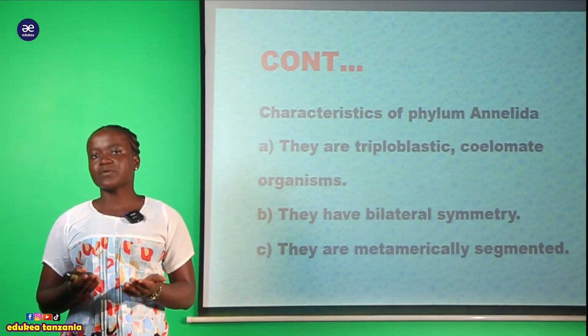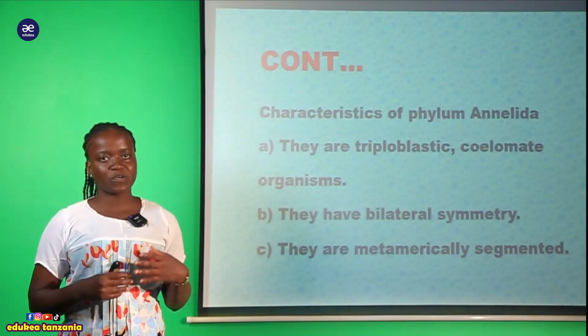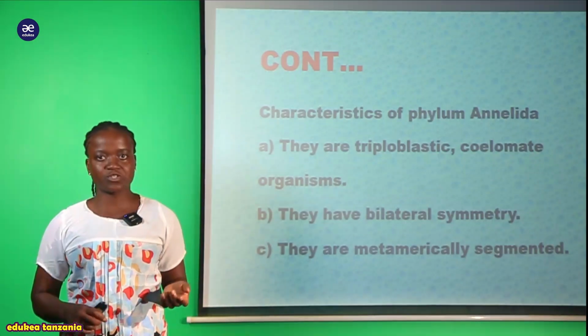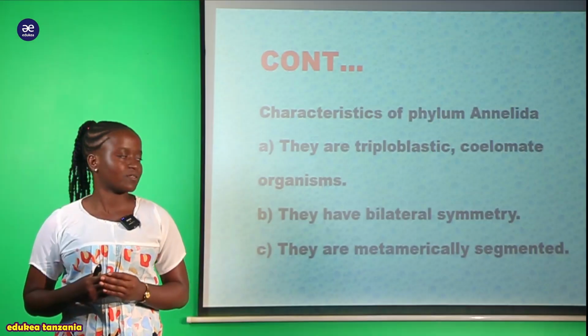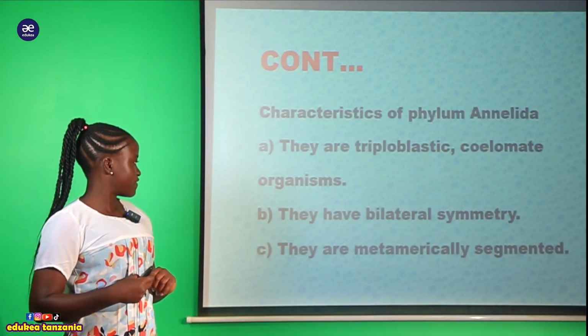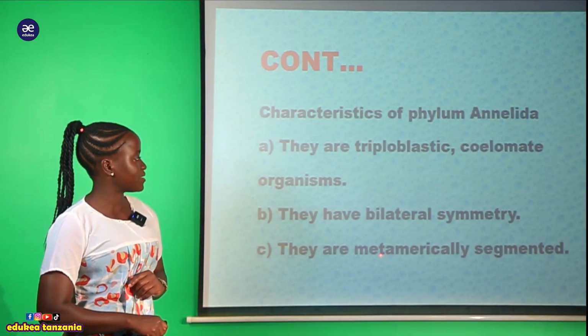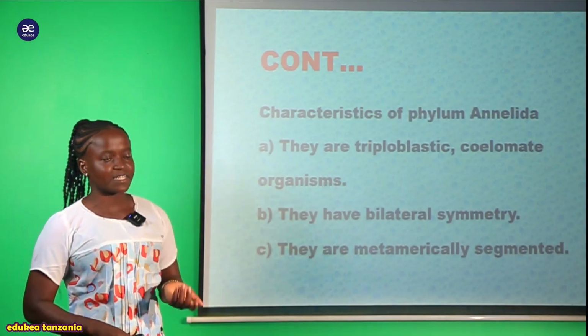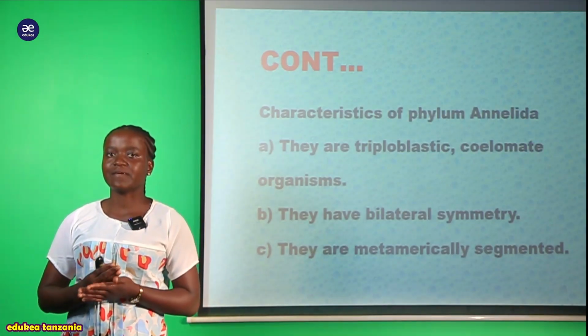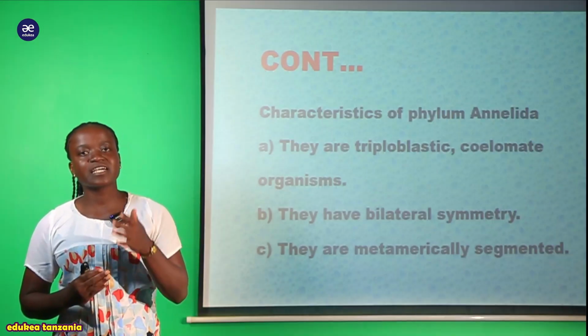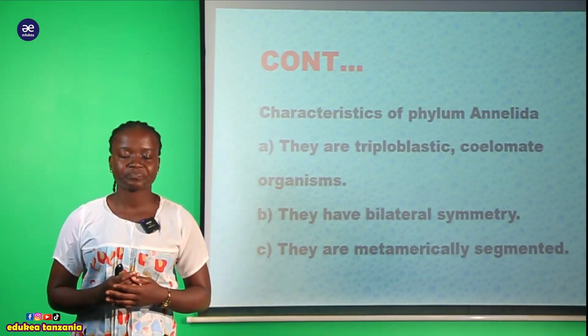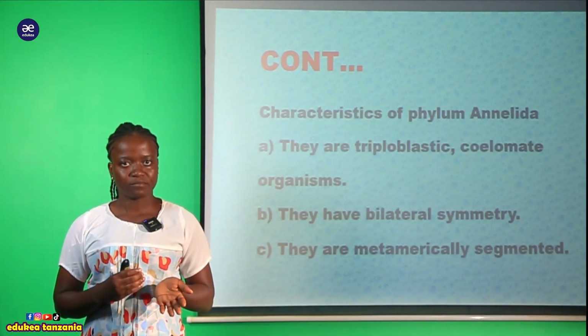These organisms possess a bilateral symmetry. I hope you are familiar now with this bilateral symmetry because we have already talked about it in the previous lesson. And also, these organisms are metamerically segmented, meaning that they contain a lot of segments. Let's take an example. We have the earthworm.